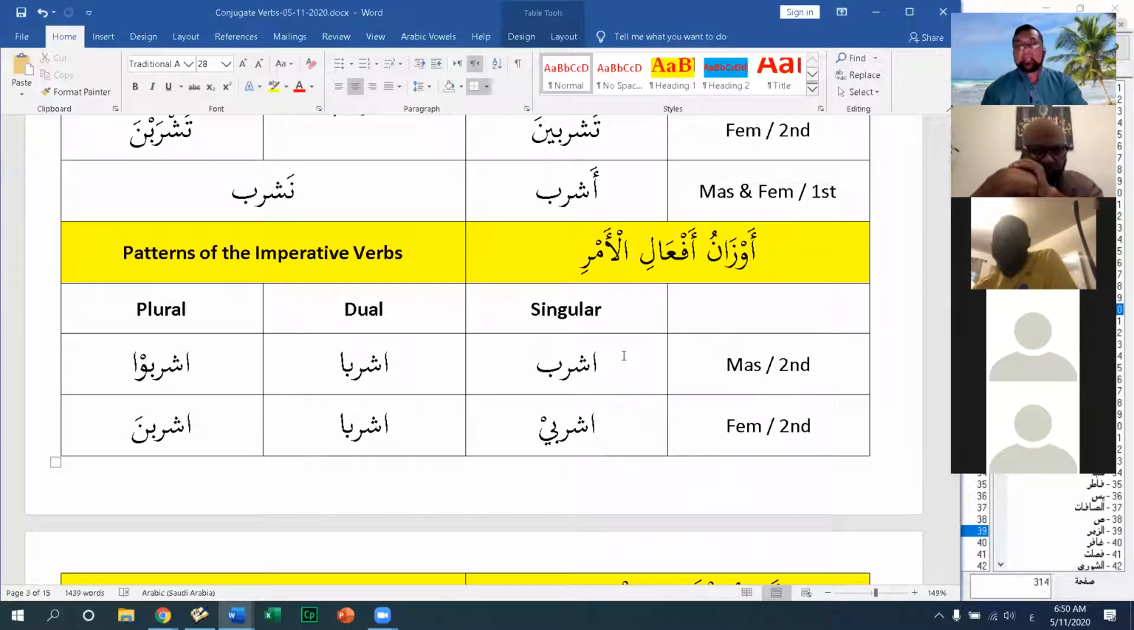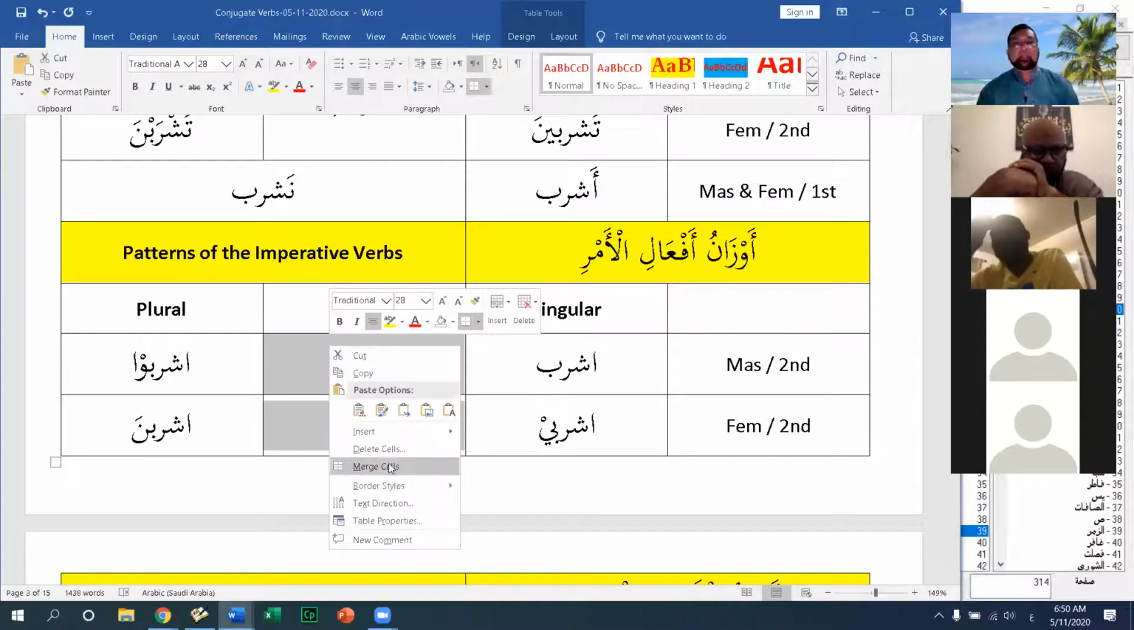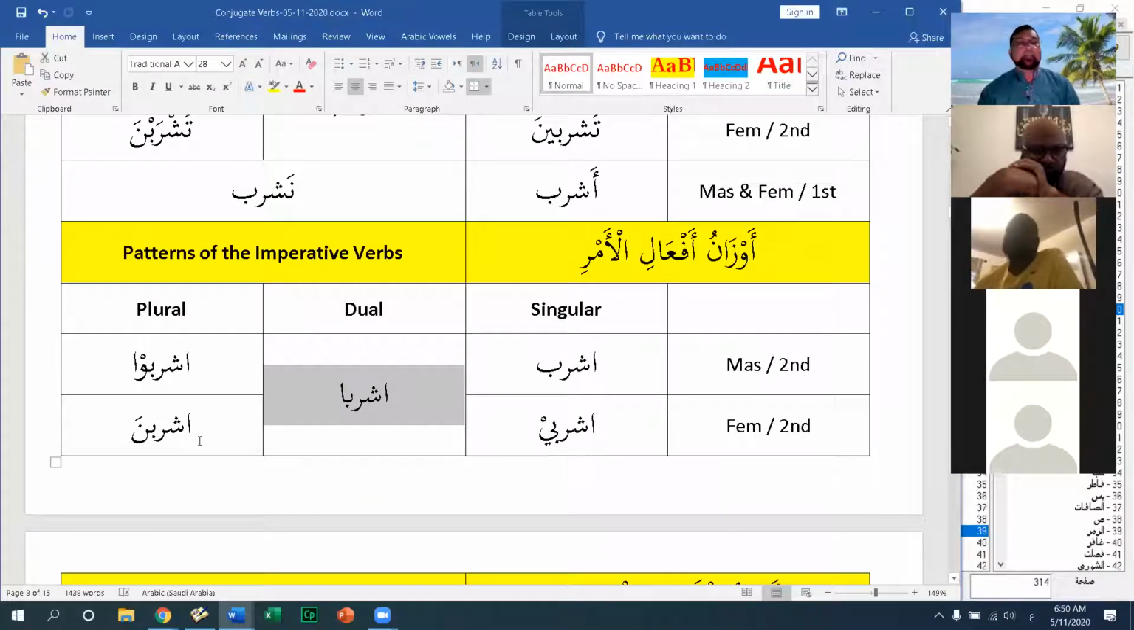And then the command: اشرب، اشربي، اشربا، اشربوا، اشربن. Very good. أحسن.